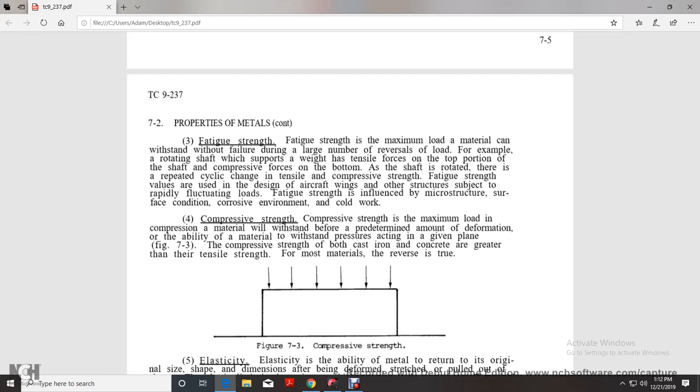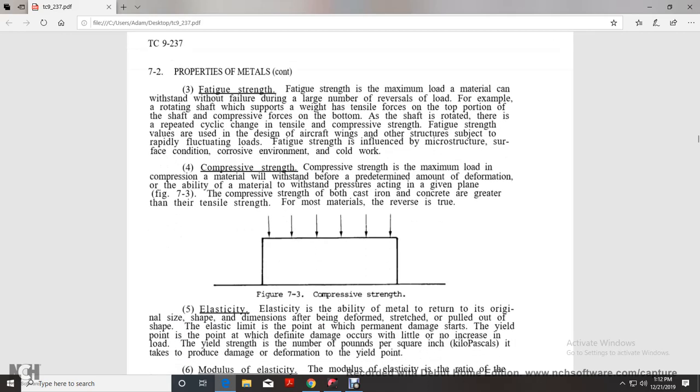Compressive strength is the maximum load in compression a material will withstand with a predetermined amount of deformation, the ability of the material to withstand pressure acting on a given plane. The compressive strength of both cast iron and concrete is greater than their tensile strength. For most materials, the reverse is true.